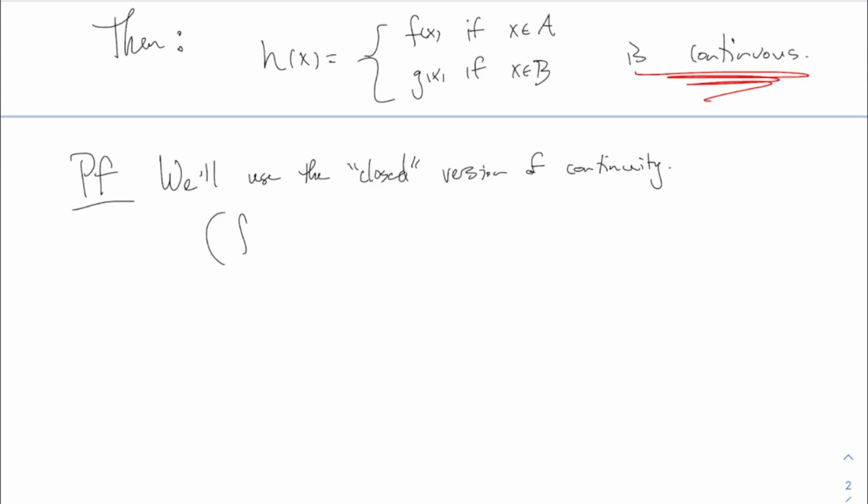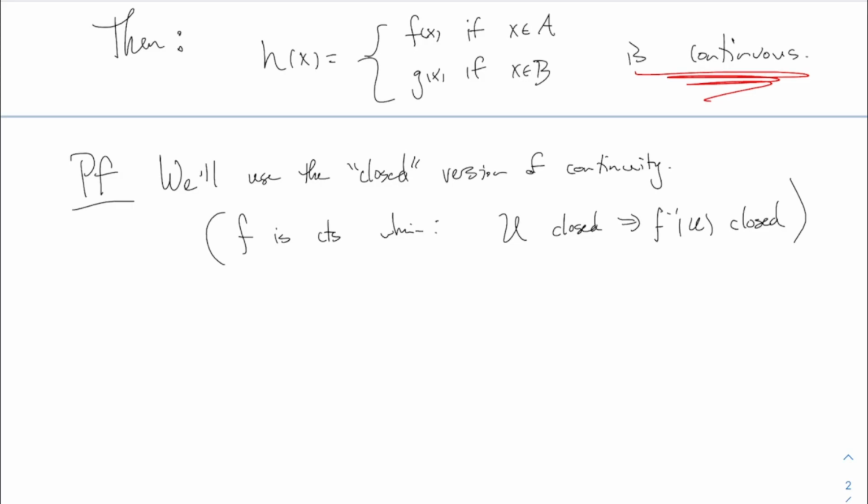So that means f is continuous when U closed implies f inverse of U is closed. As I said last time, this is equivalent. When you're talking about continuous functions, you can define it in terms of open sets. You can also define it in terms of closed sets, and you get the same concept.